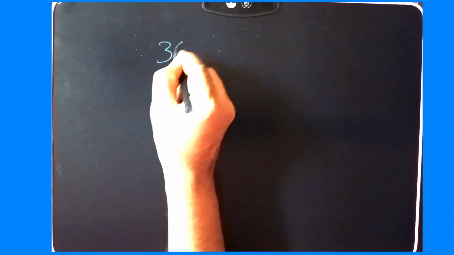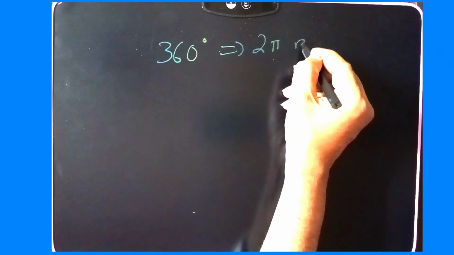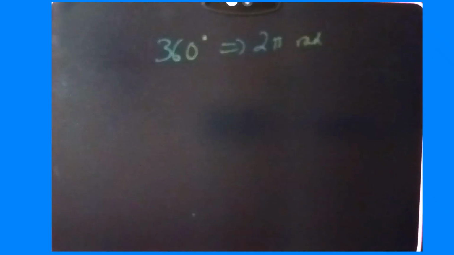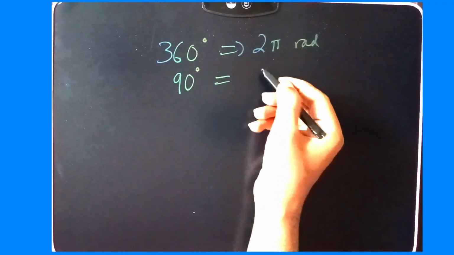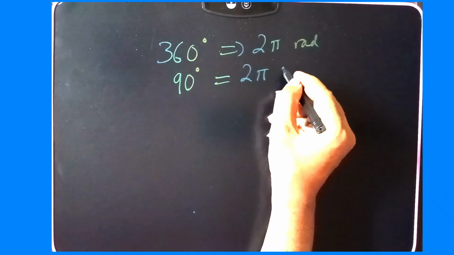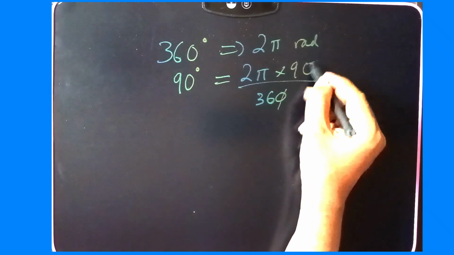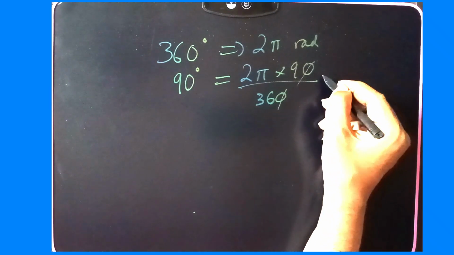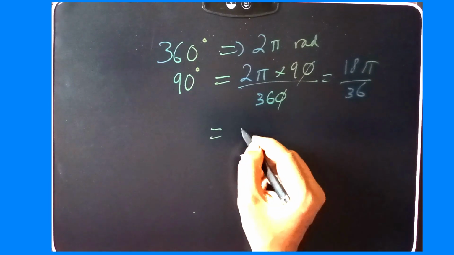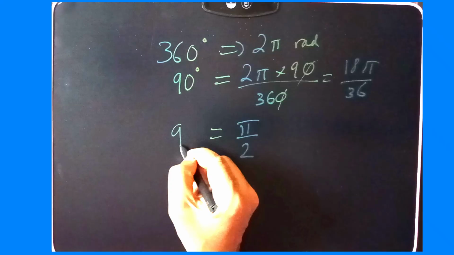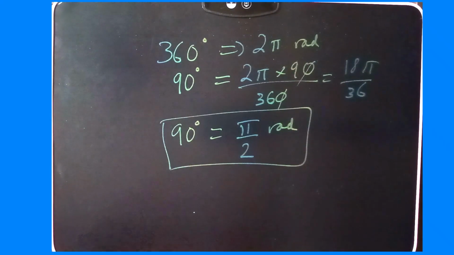By knowing that 360 degrees is equivalent to 2 pi radian, you can calculate for any other degrees. For example, if you take 90 degrees, this will become equal to 2 pi into 90 divided by 360. How much will this be? 2 into 9 is 18, 18 pi by 36. So this will become equal to pi by 2. So 90 degrees is equal to pi by 2 radian. This is how you're supposed to calculate.